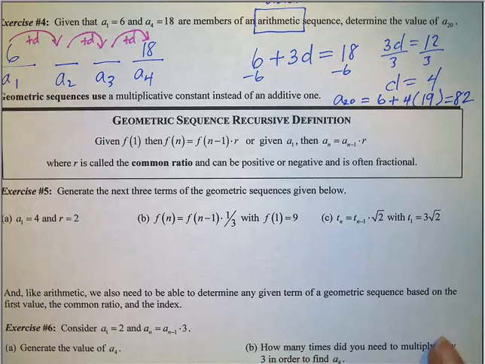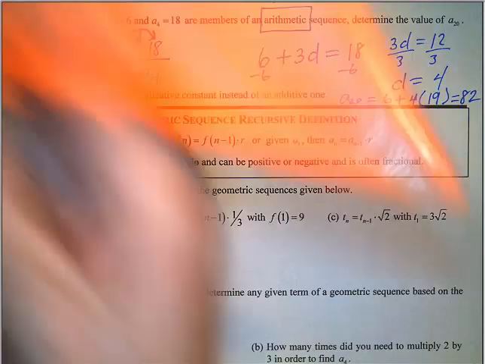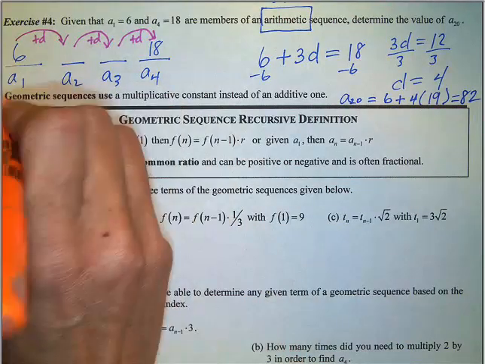All right. Geometric sequences use a multiplicative constant instead of an additive one. So geometric is multiplying.